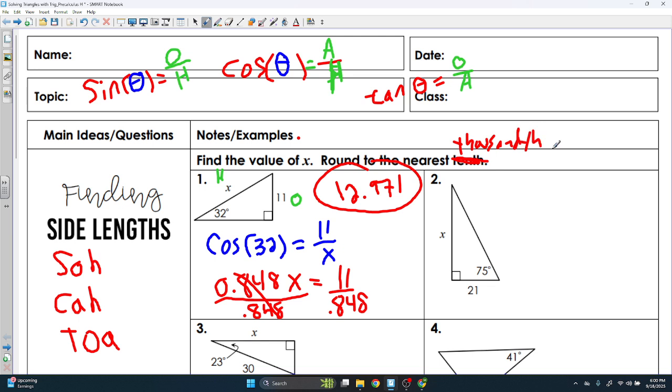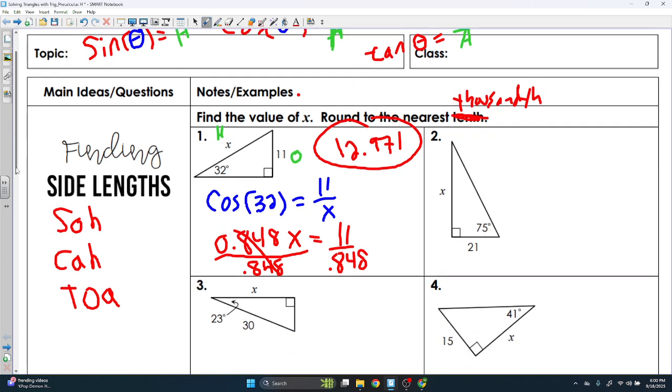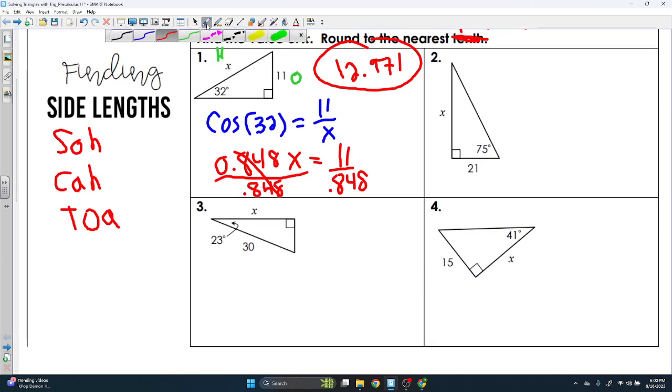Around the nearest thousandth. Okay, so in the second one, let's quickly talk about what we would use. We would use tangent here, right? Because we have opposite and adjacent. So this would be opposite of it.